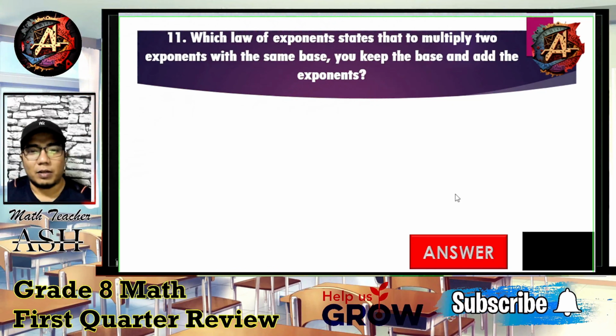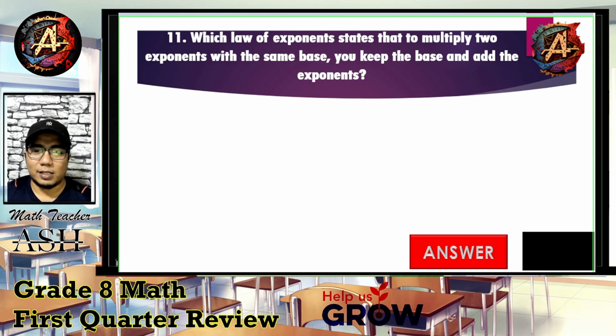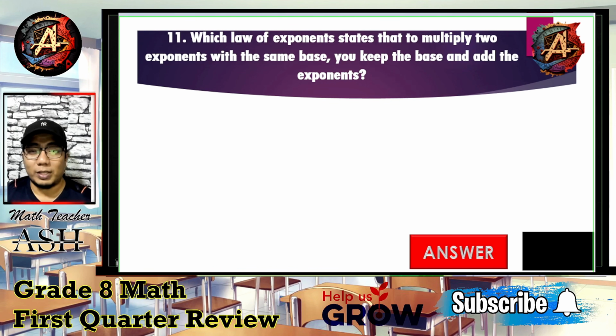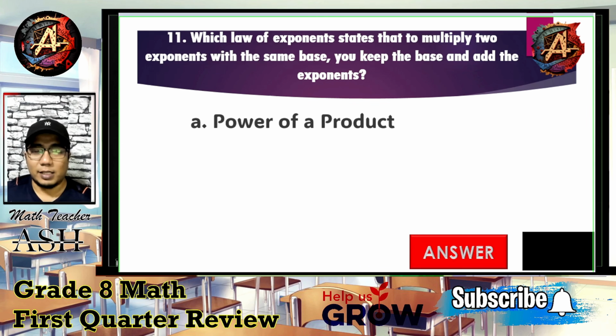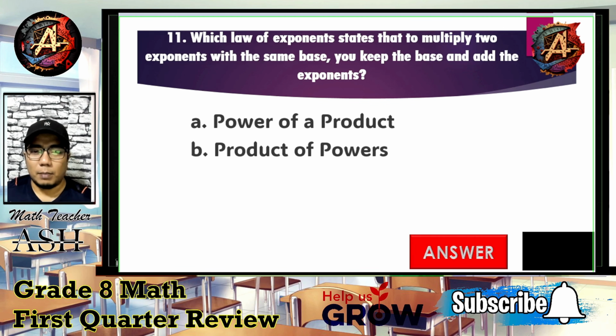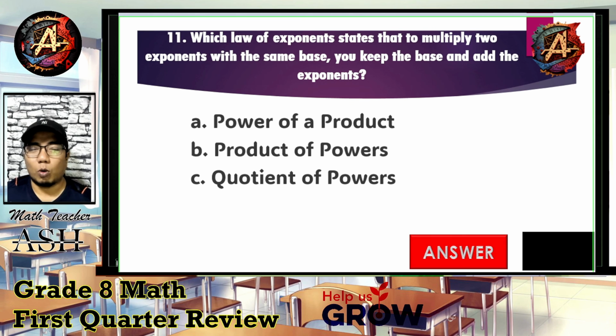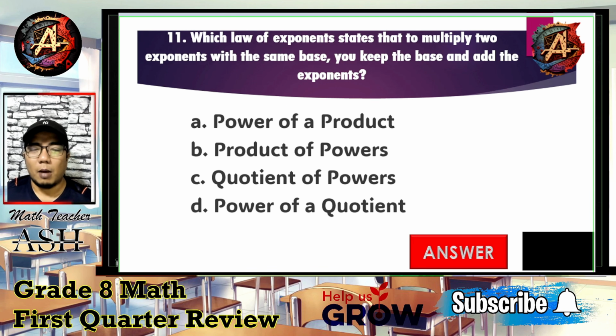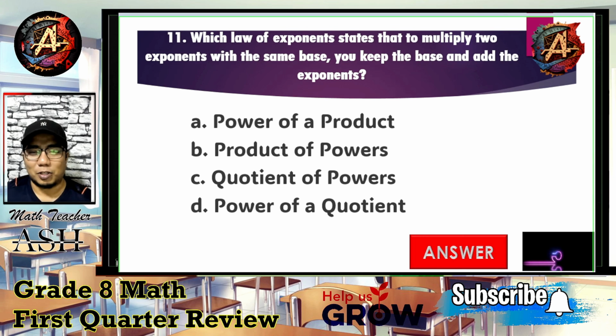Question number 11. Which law of exponents states that to multiply two exponents with the same base, you keep the base and add the exponents? Is it A, power of a product, B, product of powers, C, quotient of powers, or letter D, power of a quotient? I'll give you 5 seconds to think about your answer.